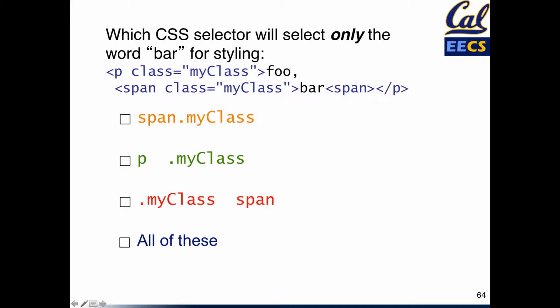So let's understand the answers to this self-check question. What's going on here? We want to select only the word bar for styling, and the question is which of these is going to do it? Well, let's look at them each in turn.